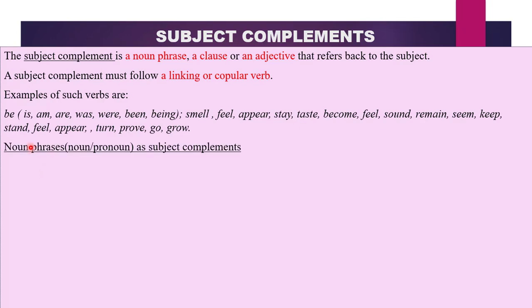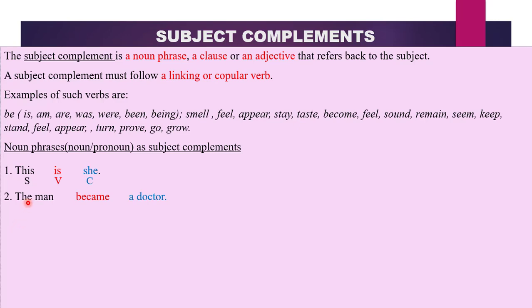Let us look at noun phrases as subject complements. For example, this is she. Over here, she is a pronoun and it refers back to the subject this, and it comes after a linking verb. Therefore, she is our subject complement. We have our subject SVC.